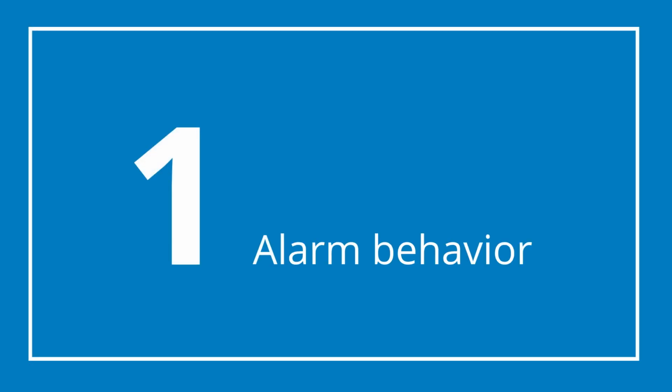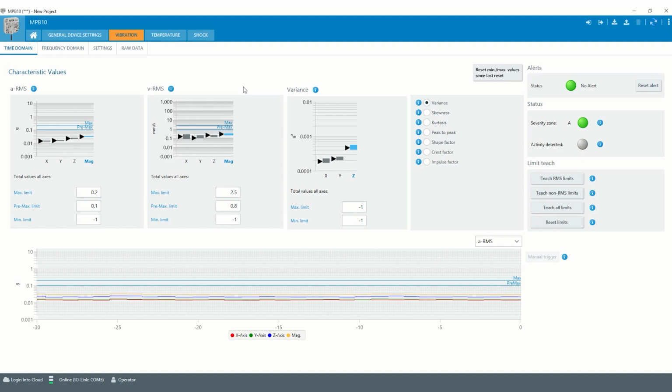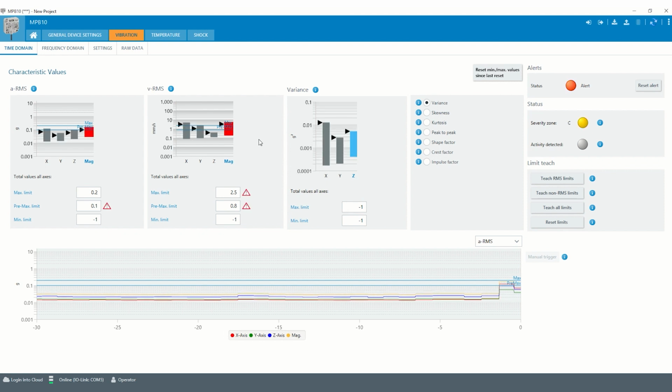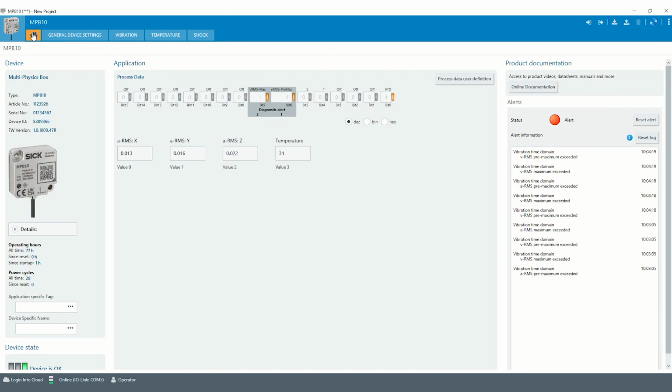Chapter 1 Alarm Behavior. In the previous videos, we learned that with a Multiphysics Box 10, limit values can be defined for all measured values, like vibration in time domain, vibration in frequency domain, temperature, and shock. If these limit values are exceeded or undercut, an alarm is issued. The source for the occurring alarm can be read out from the Multiphysics Box 10. By default, alarm bits remain set until they are actively reset.